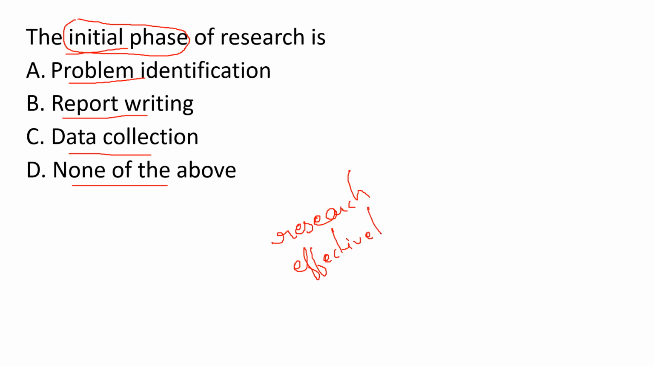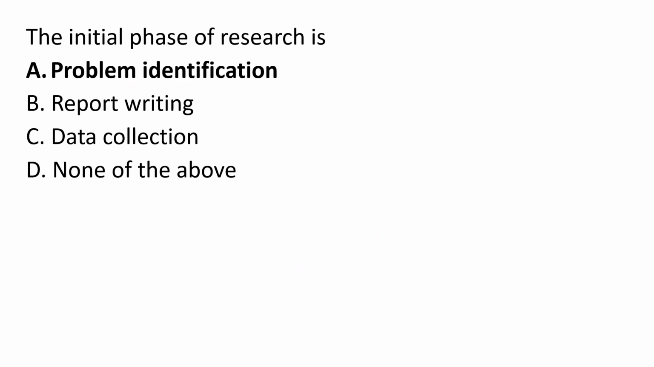If you know your problem, then it will be easy for you to find out a solution for that problem. Okay, and supposing you don't know the problem but you want to do the research, the question is on what you are going to do the research, what you are going to find out. Okay, so the basic step is problem identification. So the answer here for this question is option number A. The initial phase of research is problem identification.